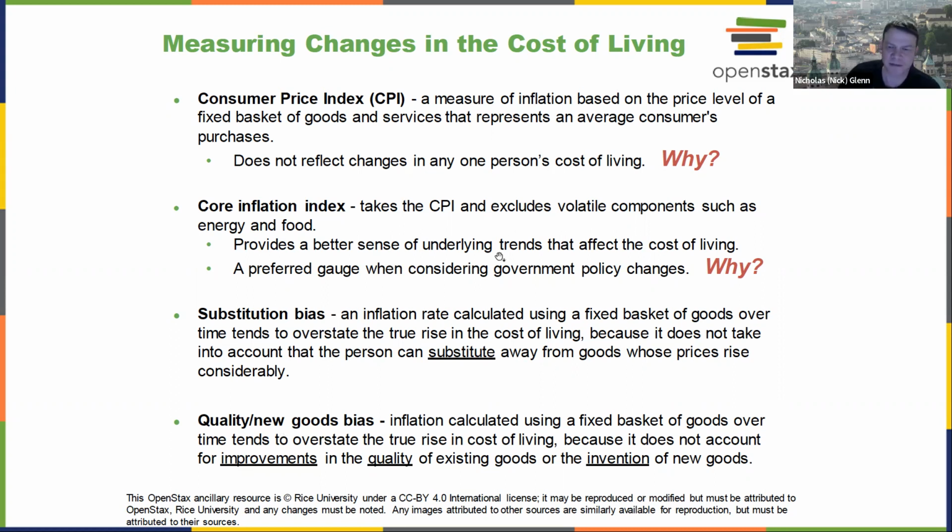Also, new goods bias. And this is why they do it every 2 years now instead of every 10, like it used to be. Because when a new good comes on the market, people are spending money on that, and the price of this good can change. And since it's not in the basket of goods, they're not really capturing that.